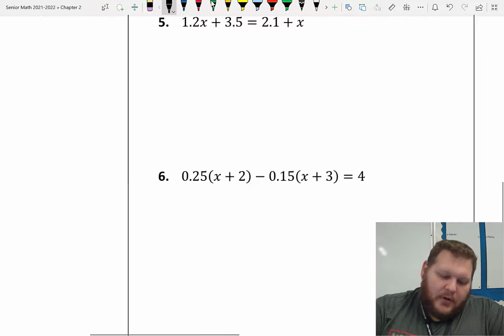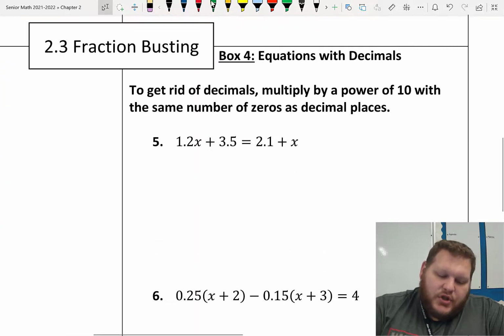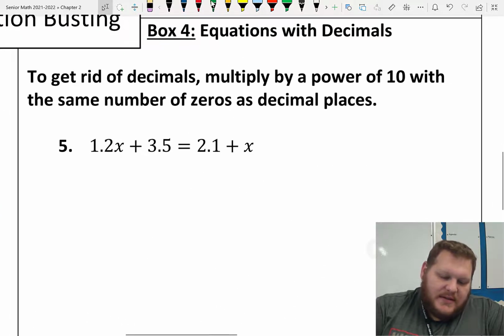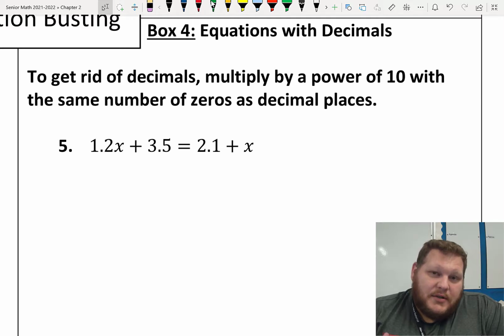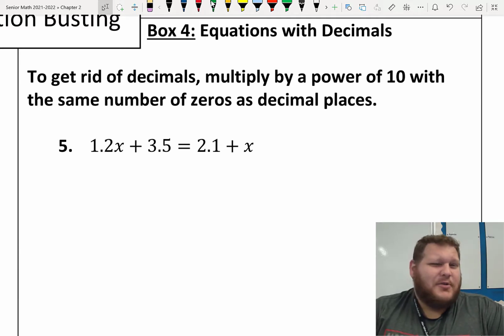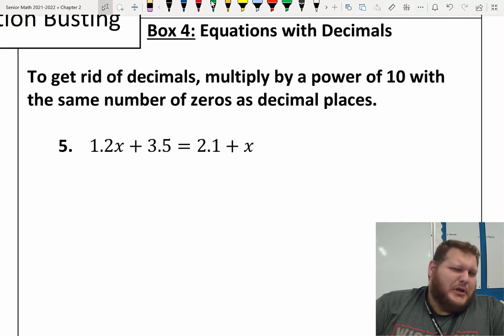All right, box 4. So box 4, I'm going to show you this because the textbook discusses it. I don't think it's super necessary because you guys are allowed to use your calculators, so it shouldn't be a big deal. But if you want to, you can do this. Kind of not really fraction busting, but decimal busting, I guess. I don't really use that often.